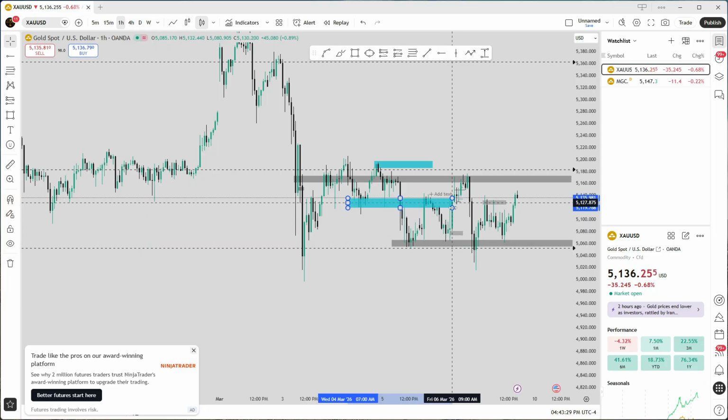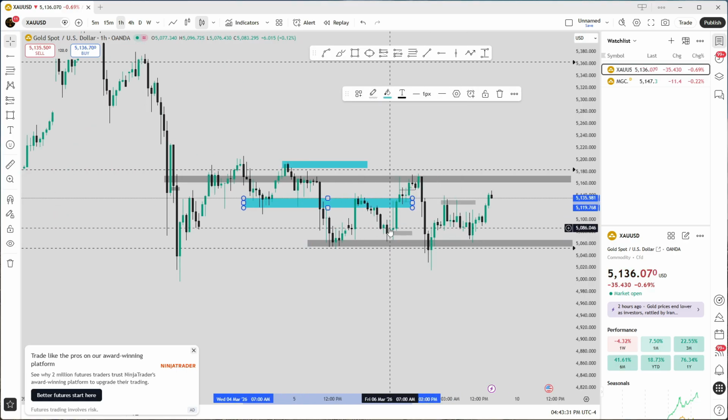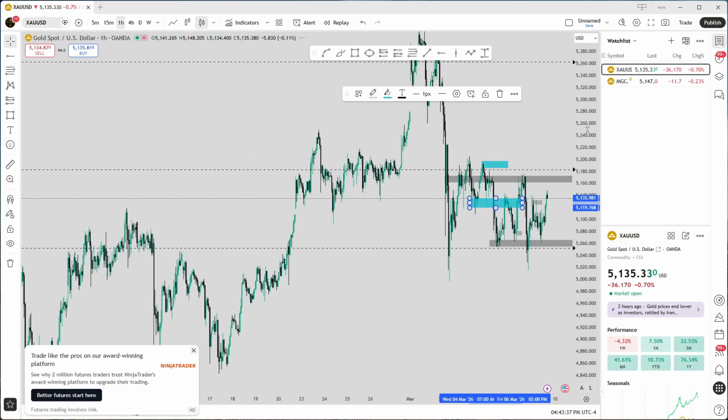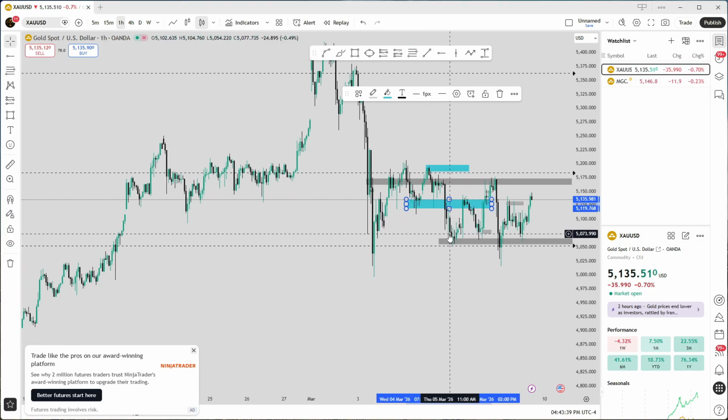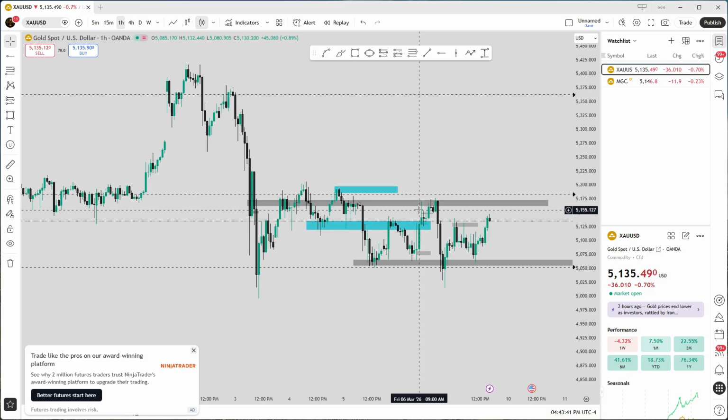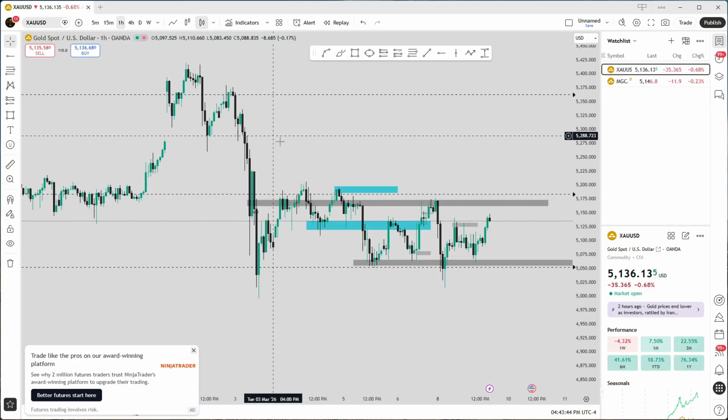It didn't create a lower high here. So instead of creating a lower high, it creates a higher low. That's the first sign, just like how I showed you guys previously. That's the first sign I saw. Higher high, right? Price actually broke out of that.